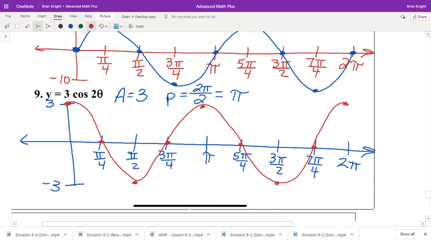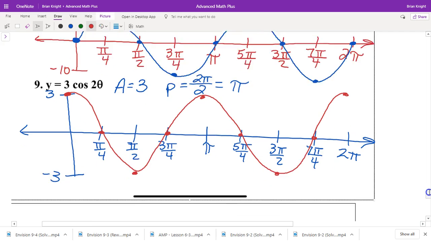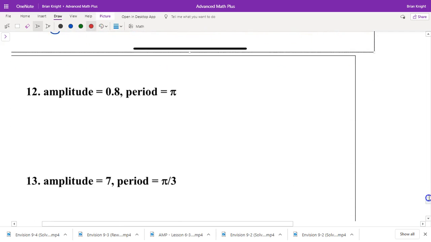Cool little roller coaster there. Any questions? Everybody good? Everybody can graph that? Not too bad? It's a good lesson for a Friday. That's it. Well, all right.